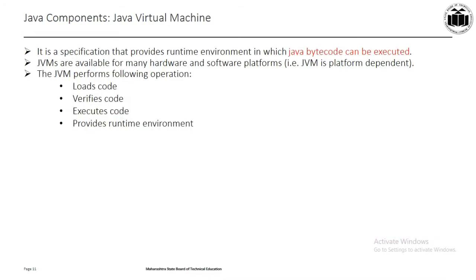Third component is Java Virtual Machine. It is a specification that provides a runtime environment in which Java bytecode can be executed. JVMs are available for many hardware and software platforms. JVM performs the following operations: load code, verify code, execute code, and provide a runtime environment.